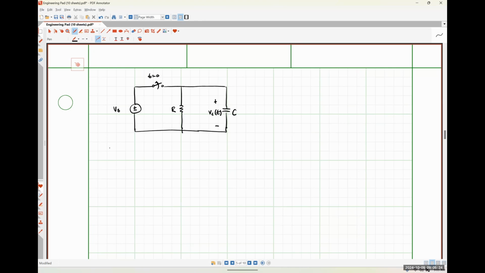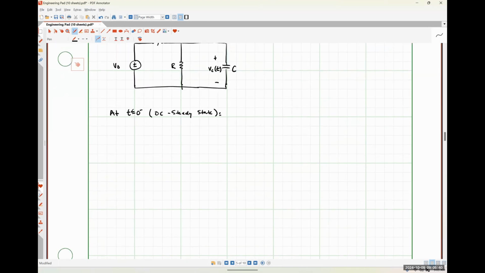So following what we did with our inductor circuit, at t is equal to 0 minus, or less than or equal to 0 minus, which is DC steady state, our circuit would look something like this, okay? So here's our source voltage Vs. Our switch would be closed. Here is our resistance R.